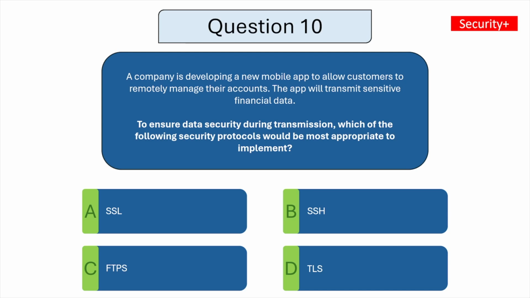Now, out of all of these, the best answer is going to be D, TLS. And the reason why is because TLS is a more secure version of SSL. And nowadays, when people refer to SSL, most of the time they are talking about TLS, right? They just don't know it. But SSH is for remote access. FTPS is secure for file transfers, but not data transmission in real time. So I'm going to go with D on this one.